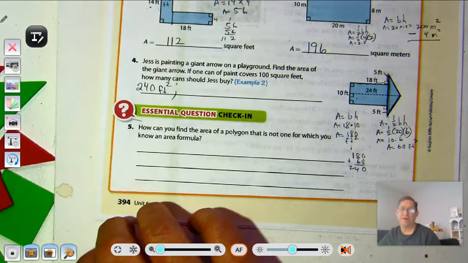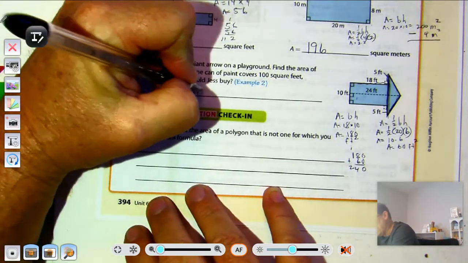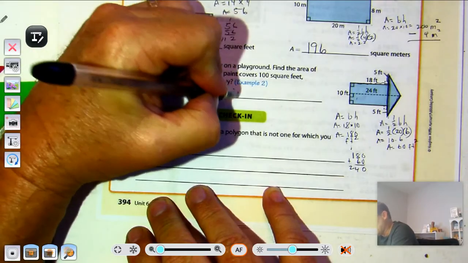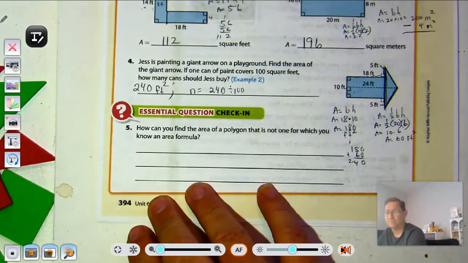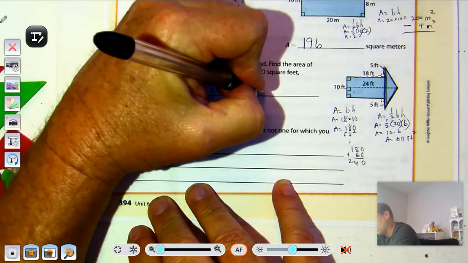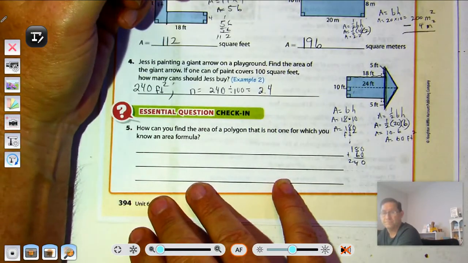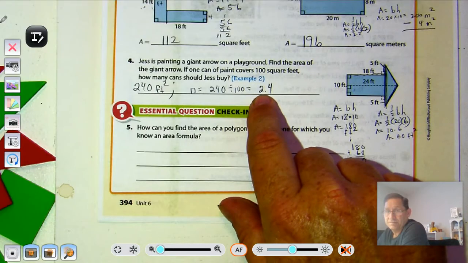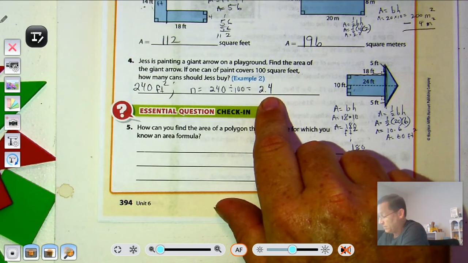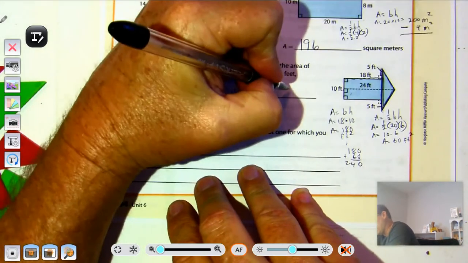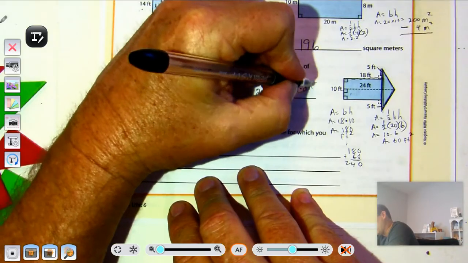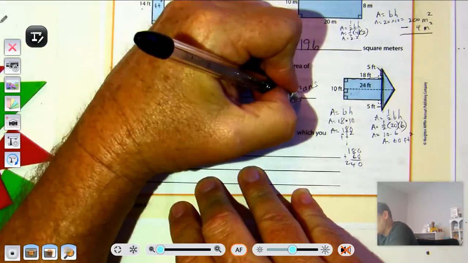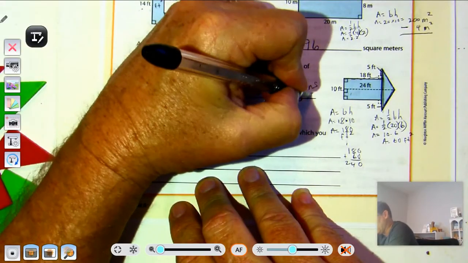How many cans should she buy? Well, that's going to be N equals 240 divided by 100. Well, that's just going to give us 2.4. So if she buys 2 cans, she doesn't have enough. Can't buy 4/10 of a can, so let's make it 3. 3 cans need to be bought.